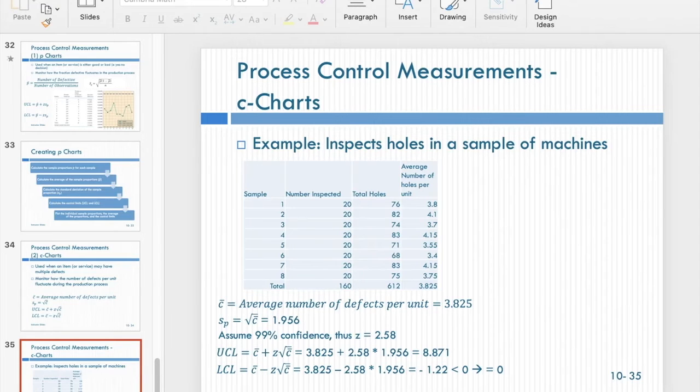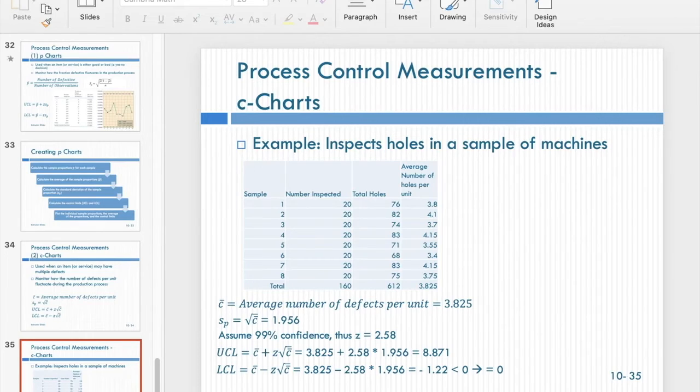But what is the average number of holes per unit across all samples? You add all of the holes across different samples, which is 612, and then you add up all of the inspected products, which is 160. You use 612 divided by 160 to get 3.825. So 3.825 is the C bar. Based on C bar, you just take the square root to get the SP, which is 1.956. It's very easy to calculate, right?